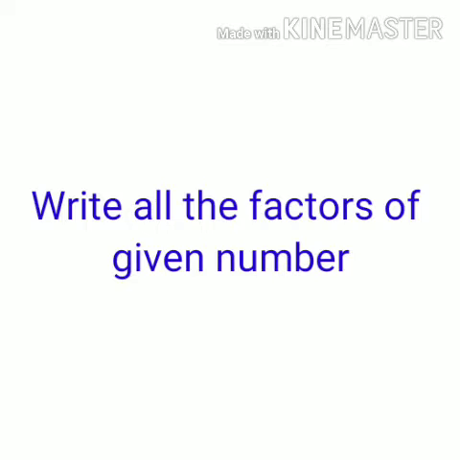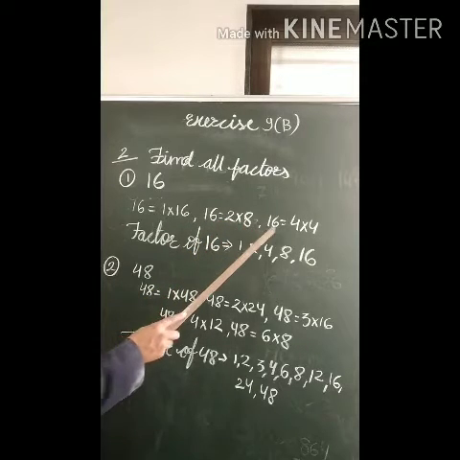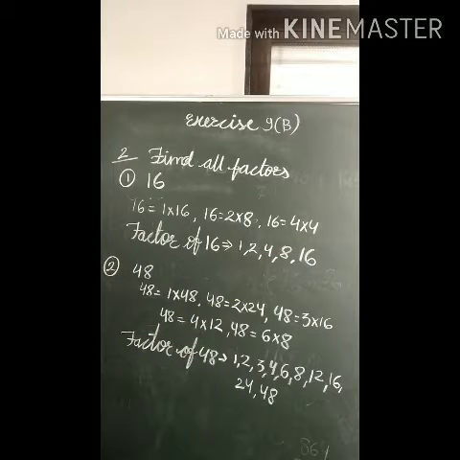So students, we will solve from the exercise, second question. Write all the factors of the given numbers. First we will find the factors of 16. As I said, factors mean the numbers in whose table the given number is coming. In the 1 table, 16 comes 16 times, then in the 2 table 8 times, and 16 comes in the 4 table 4 times.